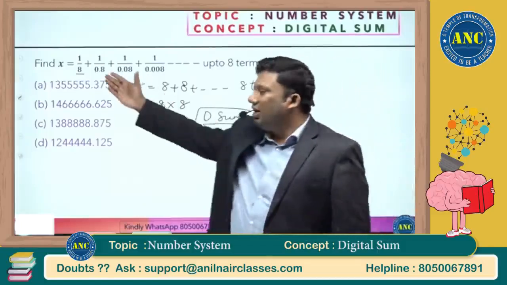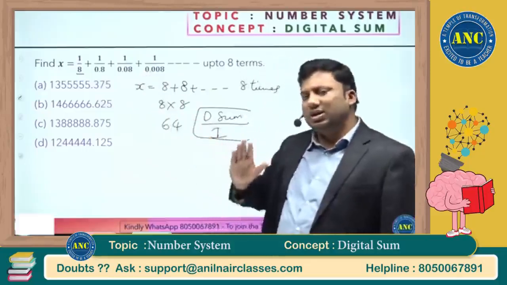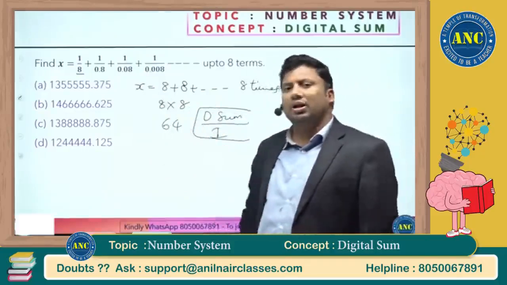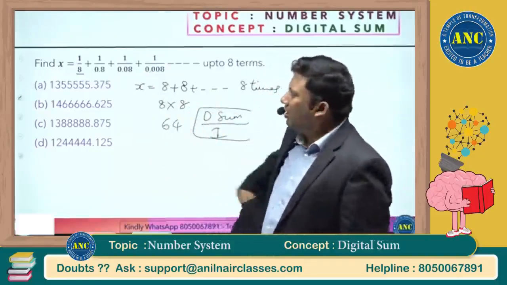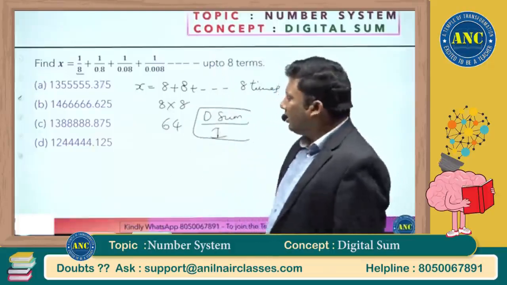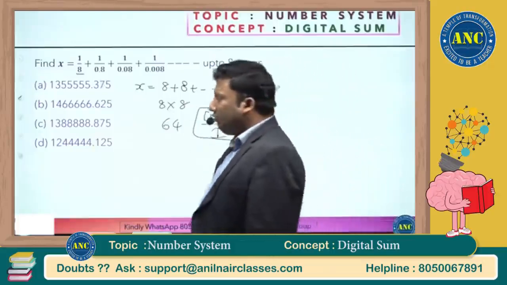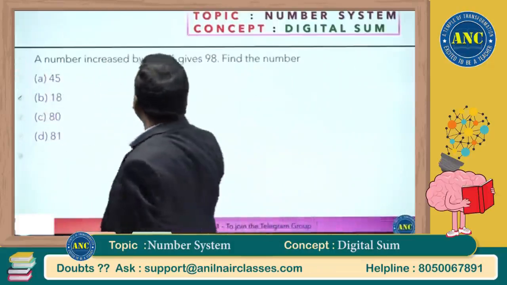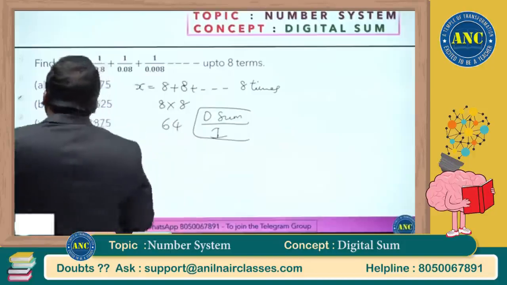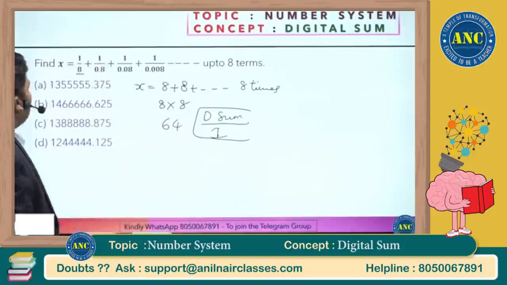Very, very easy. If the denominator digital sum is 8, multiply the numerator and denominator by 8. These 8, 8, 8, 8 till 8 times. 8 8s are 64. 64 digital sum is 1. This is a question which talks about a concept.